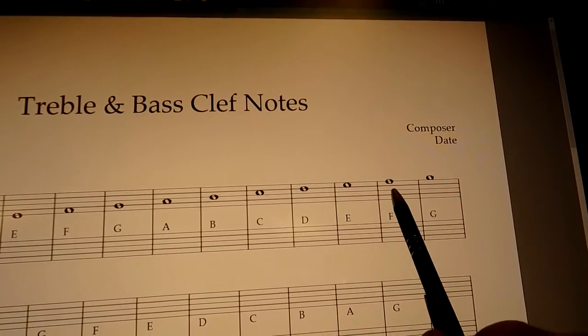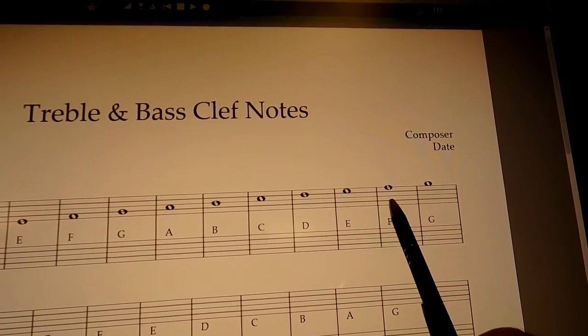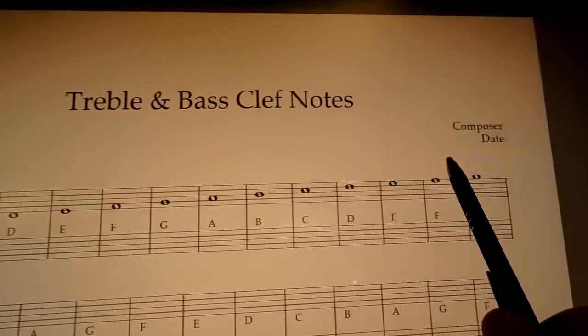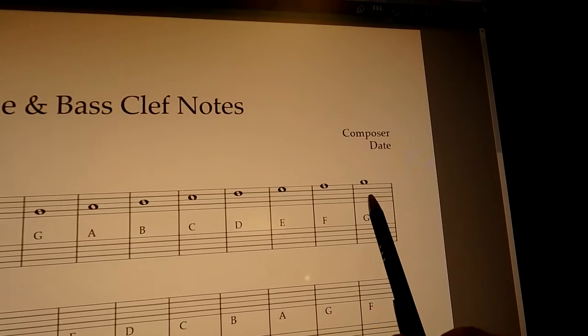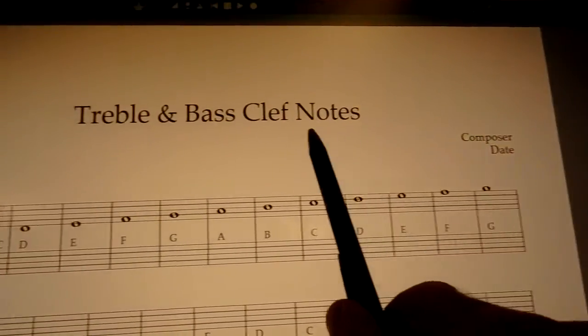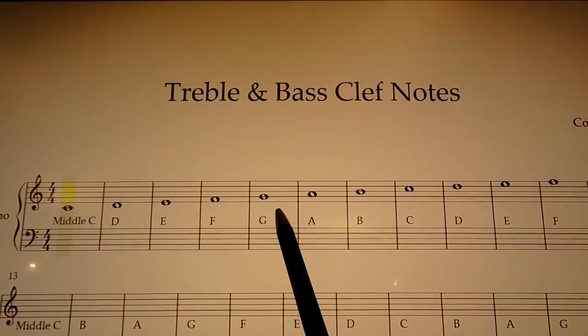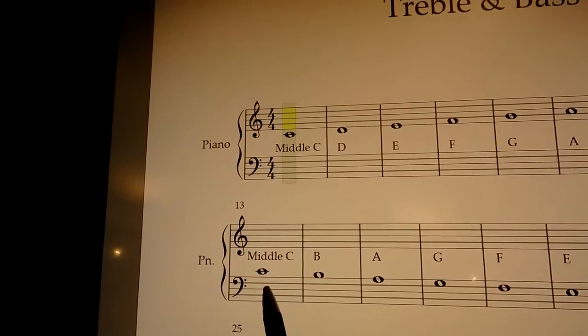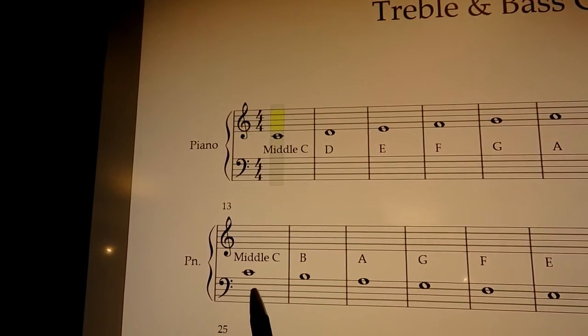F is written on the fifth line of the treble clef staff. This F is one octave above this F. If we keep going, G is written on the first space above the treble clef. And this G is one octave above this G. Okay. Going to the bass clef, middle C is written on the first ledger line above the bass clef staff.